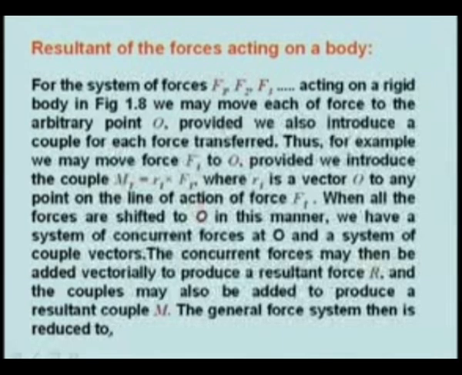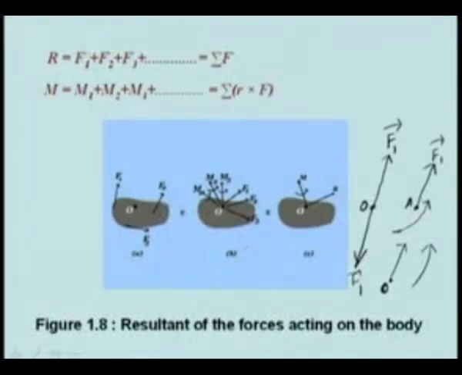The concurrent forces may then be added vectorially to produce a resultant force R, and the couples may also be added to produce a resultant couple M. Okay. Now, this couple has been taken with respect to point O. So, now you have that this is R and this can be called a moment. So, this is like that.